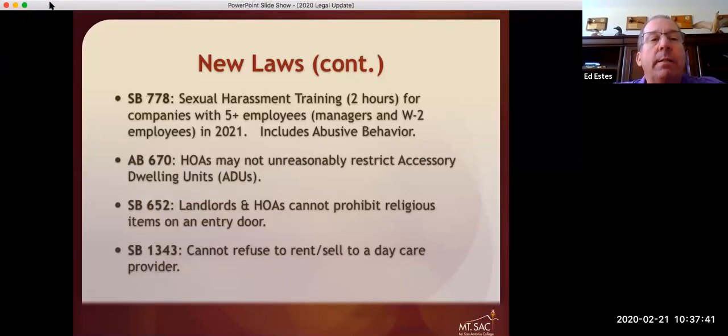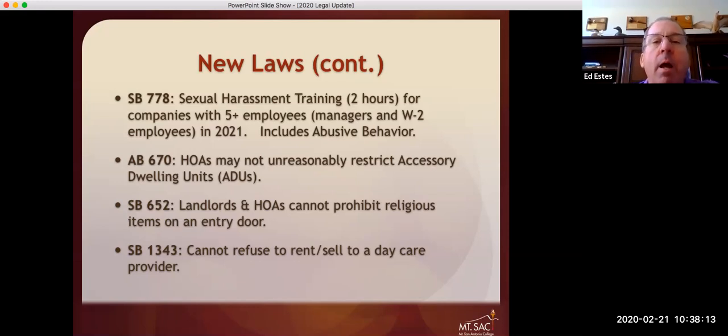All right, Senate Bill 778 requires sexual harassment training, 2 hours for all companies with 5 or more employees. An employee would be managers and W-2 employees for 2021. This also will extend to abusive behavior. So you need to give sexual harassment training and training against abusive behavior to all of your W-2 employees. Does not extend to independent contractors.